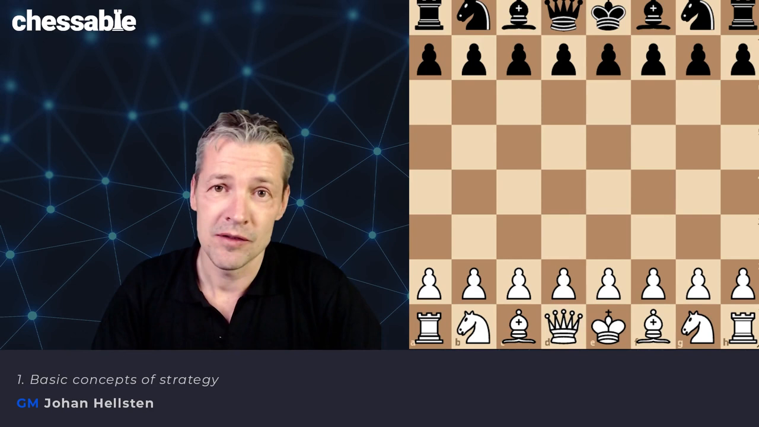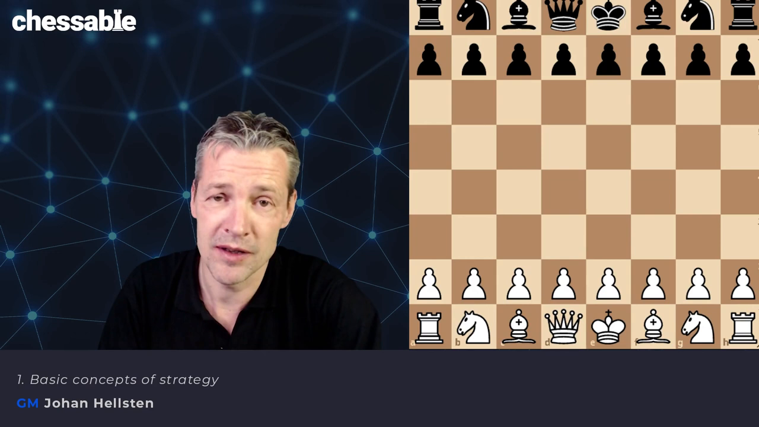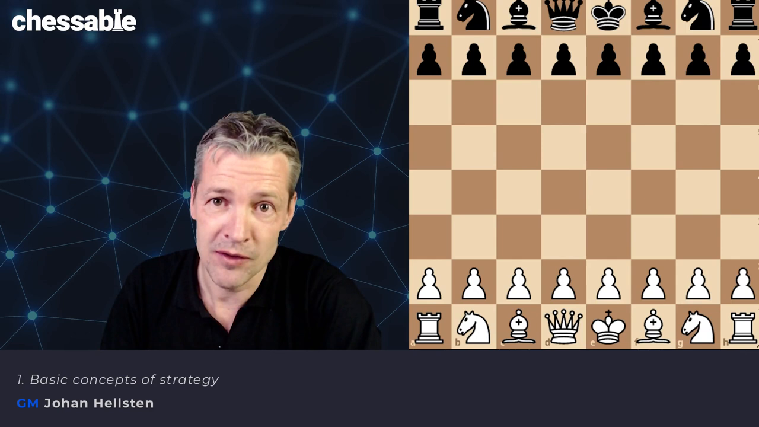So in the group of tactical operations, you would find things like pins, forks, and so on. While in the strategical group, you would mainly have four different kinds of actions. And that's very important to understand. Four groups, this will make it easier for us to understand what strategy is actually about. So which are then these four groups?